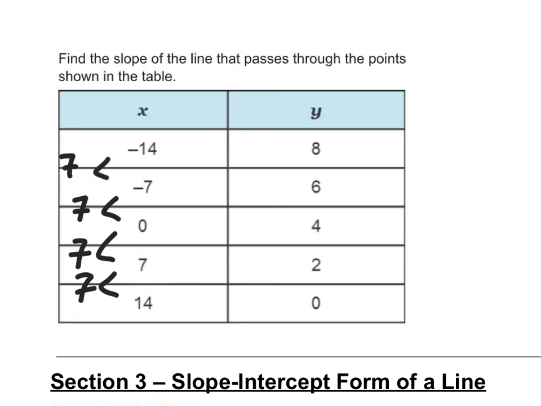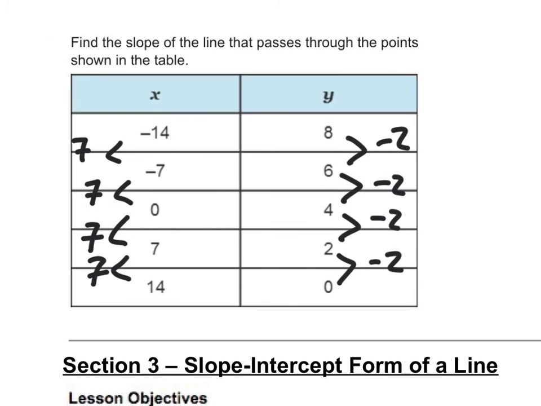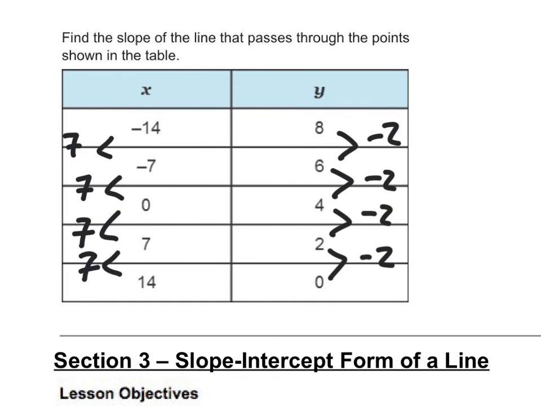And then what about for the y values? These numbers are getting smaller. So going from 8 to 6, you're just subtracting 2. From 6 to 4, you're subtracting 2. Subtracting 2, subtracting 2. So then our slope, the change in y over the change in x, my slope m is equal to negative 2 divided by positive 7.